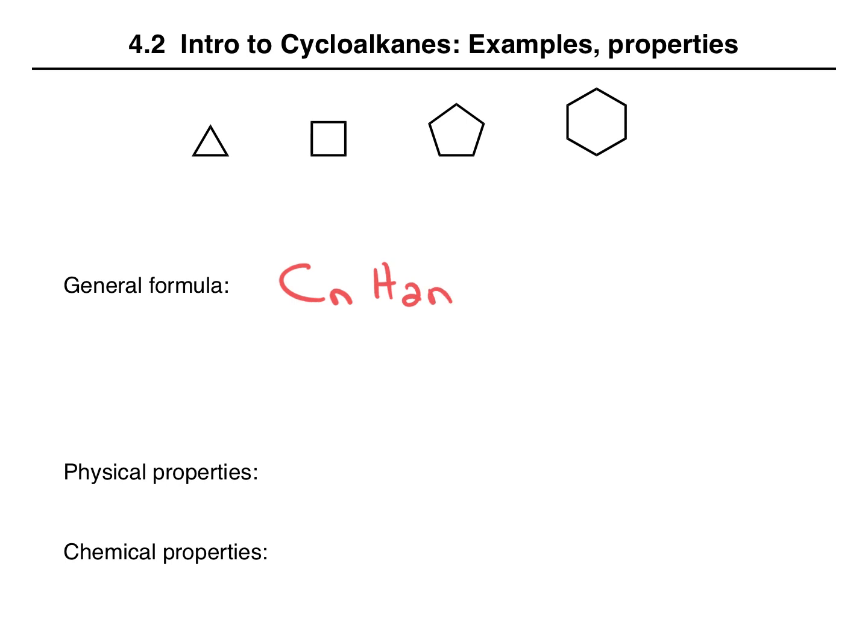CnH2n. Now in comparison, remember that regular alkanes have the general formula CnH2n plus 2, and here we have two fewer hydrogens. And so we need to keep in mind then that a ring is a type of unsaturation.